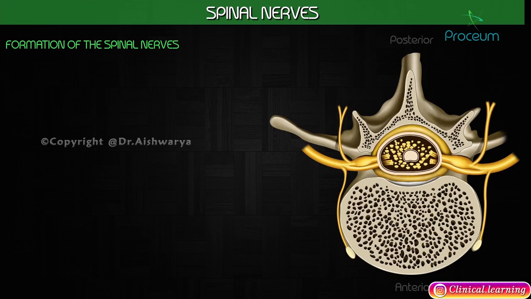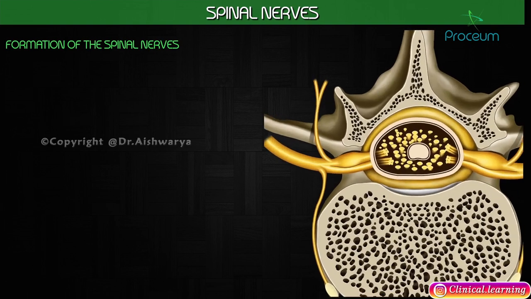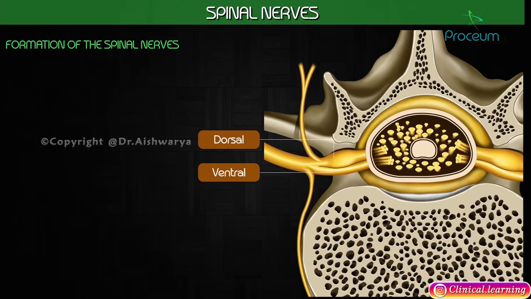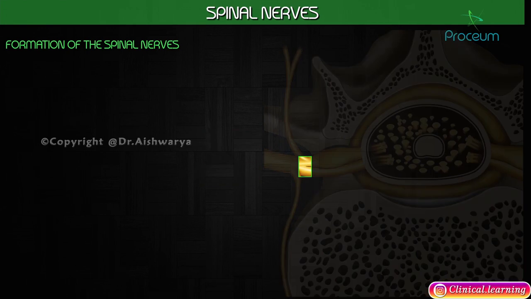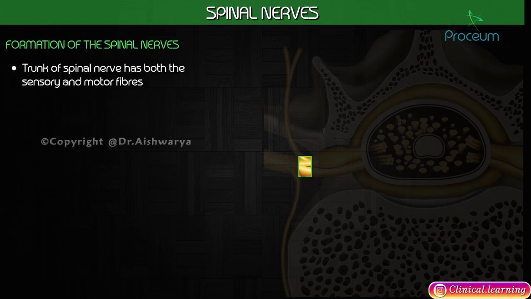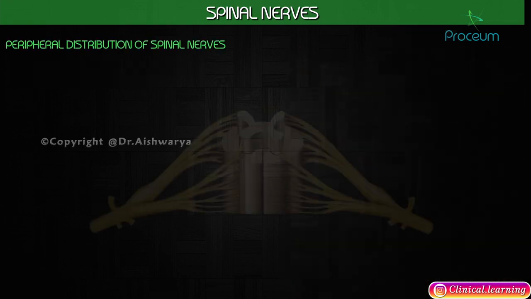Now let us see the formation of the spinal nerves. The dorsal and the ventral nerve roots join to form a trunk of the spinal nerve. So both the sensory and motor fibers are present within the trunk of the spinal nerve. One important point you need to remember here is that the trunk of the spinal nerve has both sensory and motor fibers. Next is the peripheral distribution of the spinal nerves.